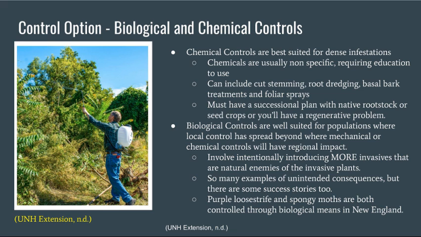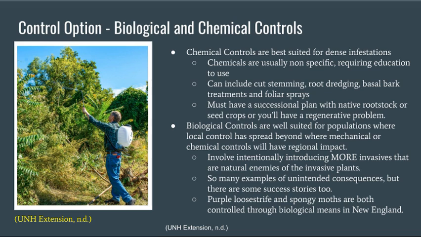There are other methods to control invasive plants, though. Chemical controls are best suited for dense infestations. Chemicals are usually nonspecific, requiring education to use, and can hurt native plants in the process. They can include cut stemming, root dredging, basal bark treatments, or foliar sprays, and there must be a successional plan in place when chemicals are used, as native rootstock or seed crops have to have a regenerative solution to the problem, or invasive species will again move in.